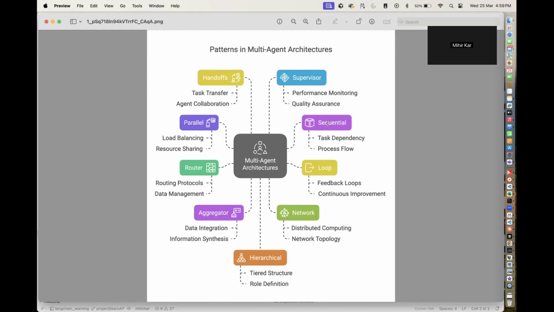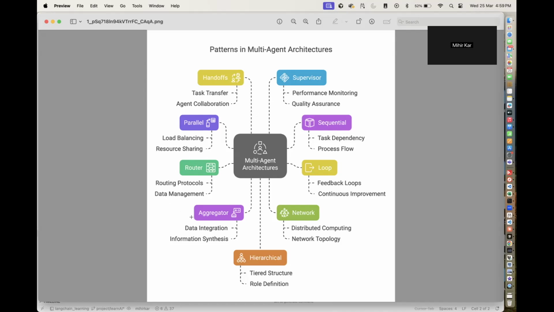Similarly, for the parallel pattern, multiple agents work at the same time. Suppose three agents analyze the market, cost, and risk simultaneously, and give the output to another agent. Then we have routing. In routing, basically one agent decides who should handle the task. Example: a coding question goes to the coding agent, a business question goes to the business agent. In multi-LLM systems, we can use whichever is expert in which area.